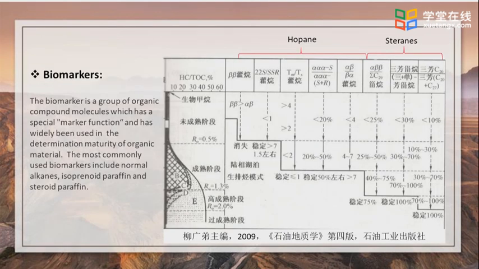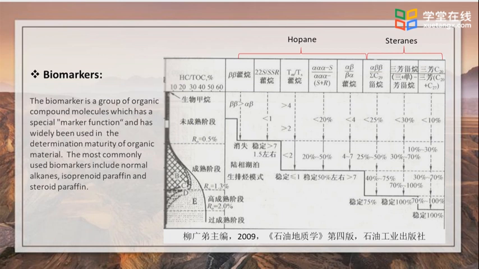Biomarkers of organic matter are like the DNA of the animals, which are a group of organic components, molecules used to identify the maturity of organic matter. The most used biomarker groups in petroleum geology are the hopanes and the steranes, and they are used to determine the thermal degree. And many experiments give quantitative results of the ratios of different biomarkers with vitrinite reflectance, Ro, as you see in this chart.